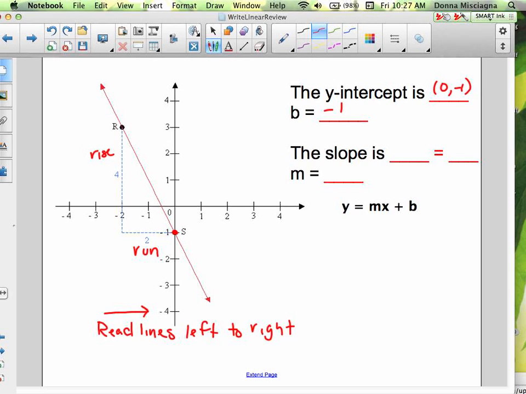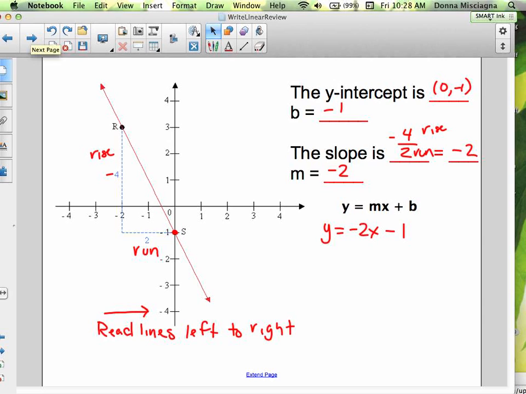So notice our line, as we look at it, going left to right is going down 4. So this should be a negative. And then it goes 2 to the right. Right, so it goes down 4 and 2 to the right. Right, so this is our rise. That's our run. We can reduce that to negative 2. So the slope for our line is negative 2, which means the equation is y equals negative 2x minus 1. And hopefully this is all review for you. And there we go. We're done with problem number 1.